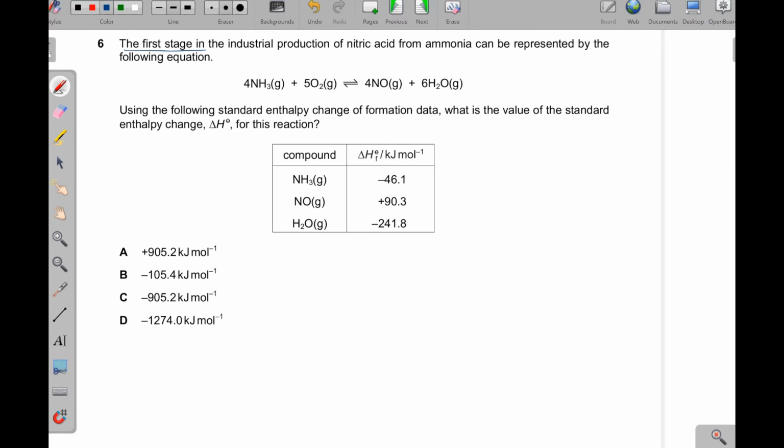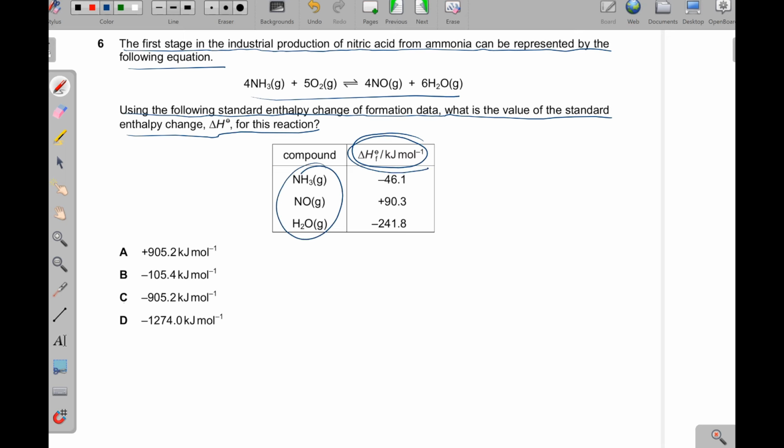Question 6. The first stage in the industrial production of nitric acid from ammonia can be represented by the following equation. This is the equation. Using the following standard enthalpy change of formation data, what is the value of the standard enthalpy change for this reaction? Here we are given the enthalpies of formation of these compounds.